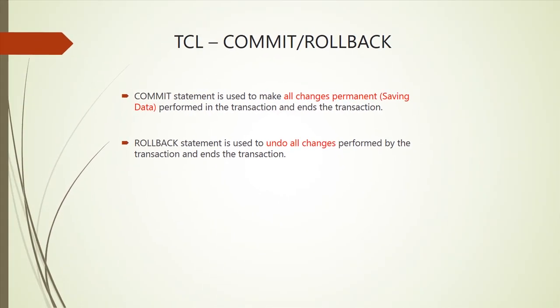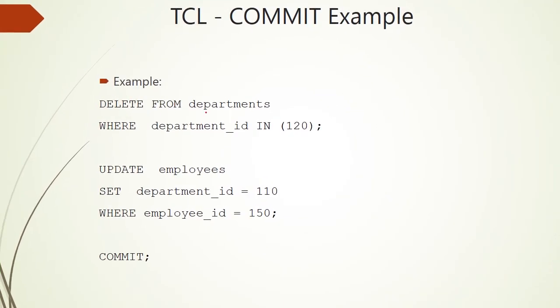Here in this example: delete from departments table where department ID is 120, then update employees, set department ID equal 110 where employee ID equal 150. This transaction starts here after running a DML statement and ends here. So this is one transaction. If you run a commit, all changes performed by the delete statement and the update statement are made permanent.